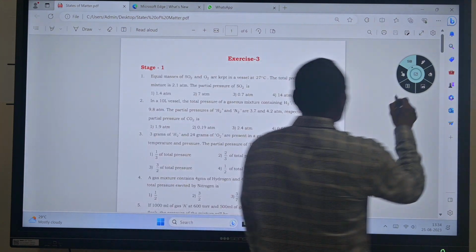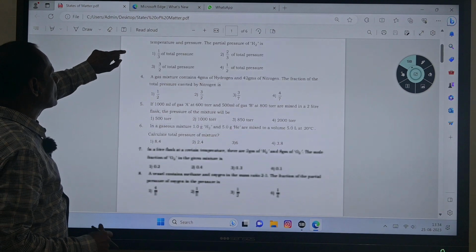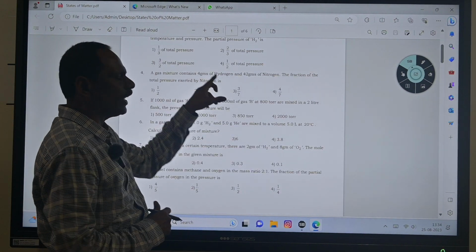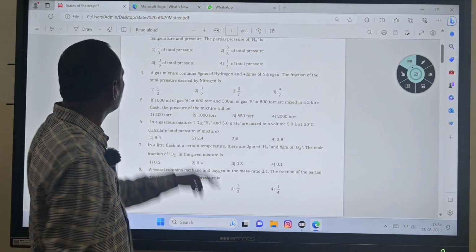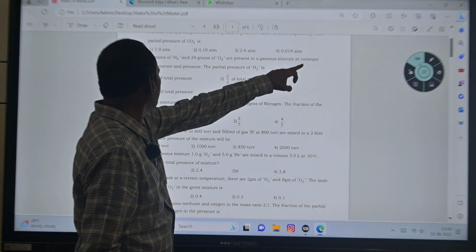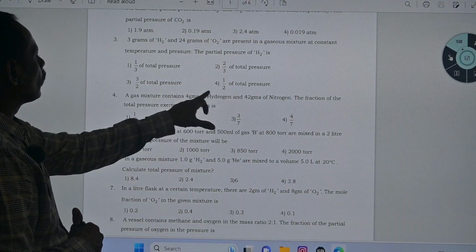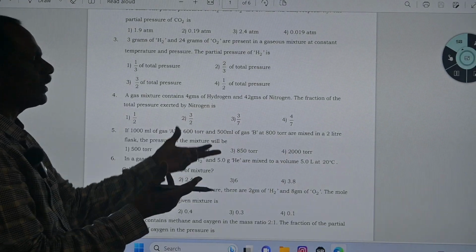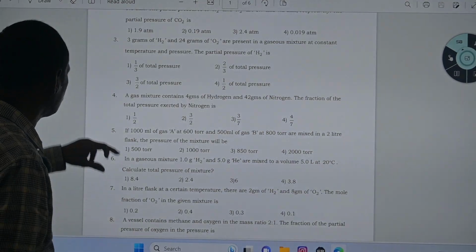Yes. Let's come to the fourth one. A mixture contains 4 grams of hydrogen, 42 grams of nitrogen. The fraction of the total pressure exerted by the nitrogen, the same model as the previous one. Here 4 grams of hydrogen, 42 grams of nitrogen are taken. The fraction of the total pressure of nitrogen, same 3/7, 4/2, 3/2, the same model. You can answer it easily.